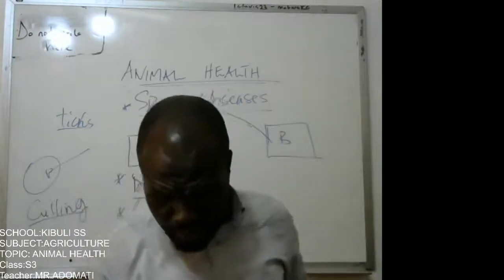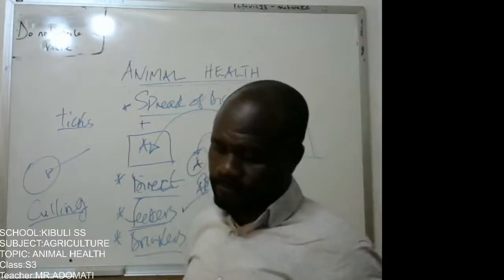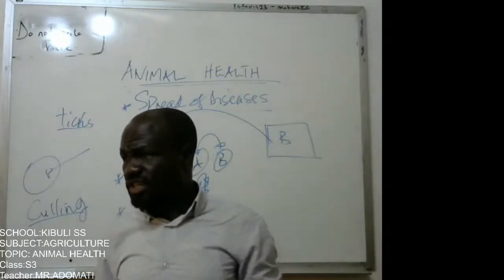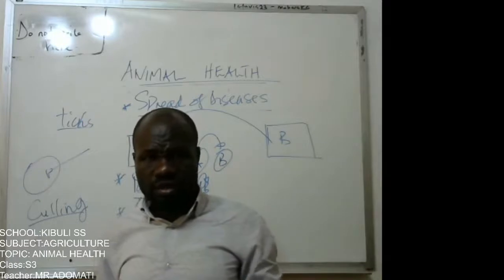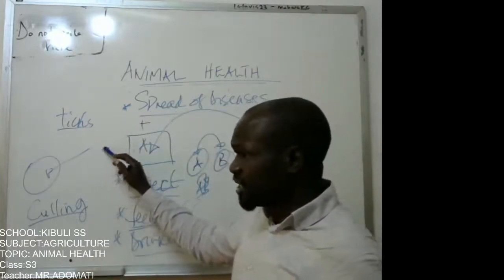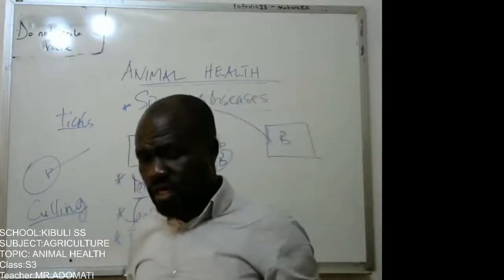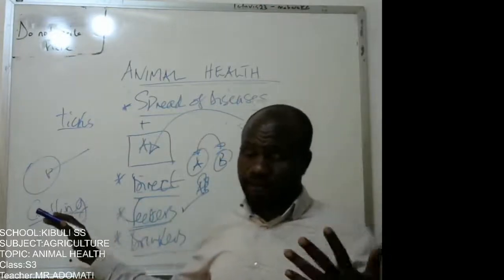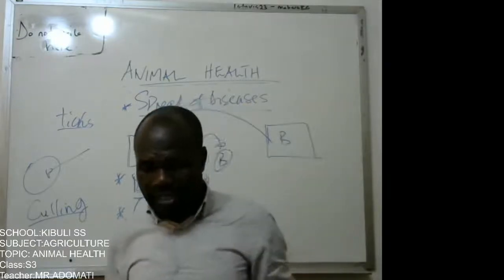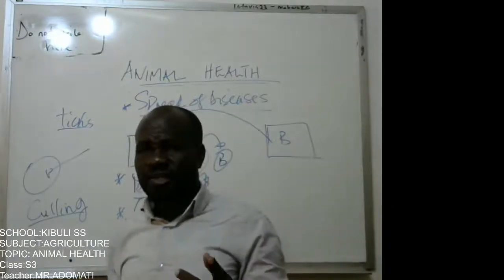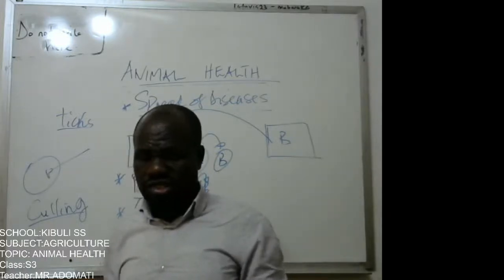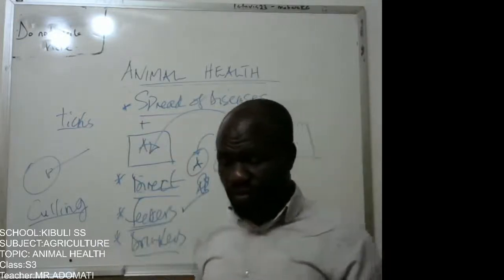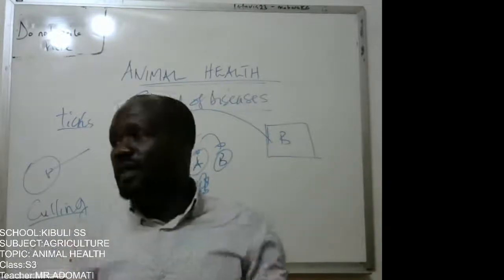Then diseases can also be spread through contaminated equipment. Yes, contaminated equipment. Like the syringes, the hypodermic syringes that we use for vaccinating these animals, for administering injections. If not carefully done, this equipment like the syringe can spread disease from one animal to another. That's why even in human beings, it's not advisable for us to use the same injection syringes. It's supposed to be a one-time thing you use, you discard. Whether you're brothers or sisters or relatives, it's not advisable to use one syringe as a family. It's the same story here.